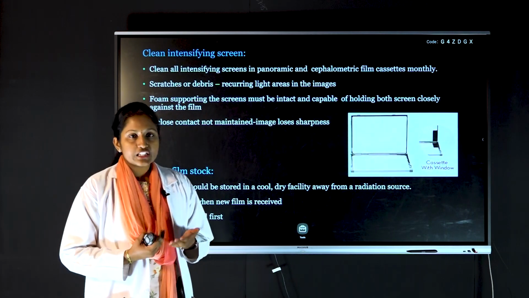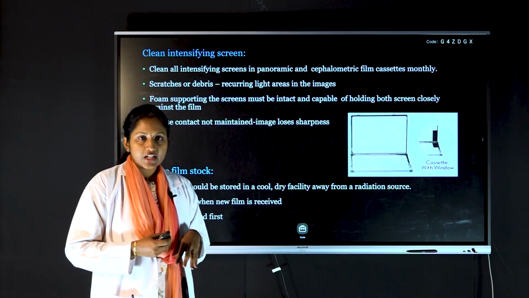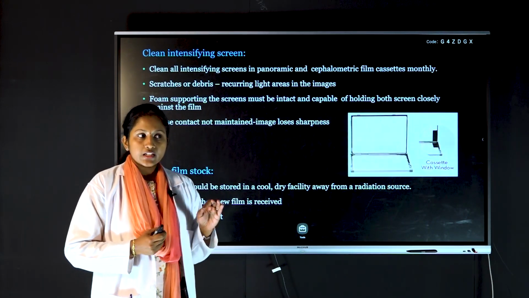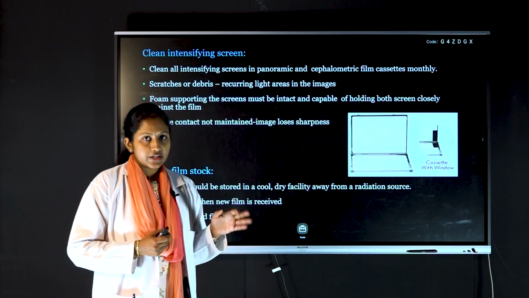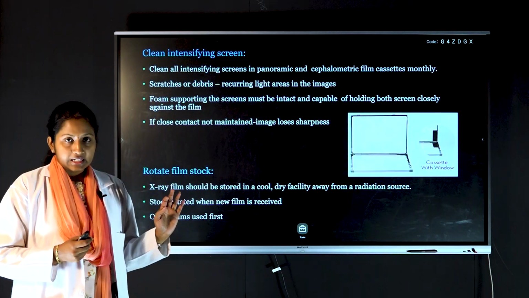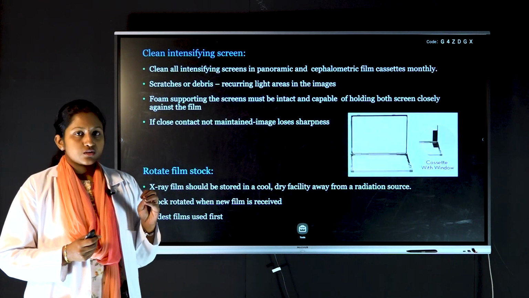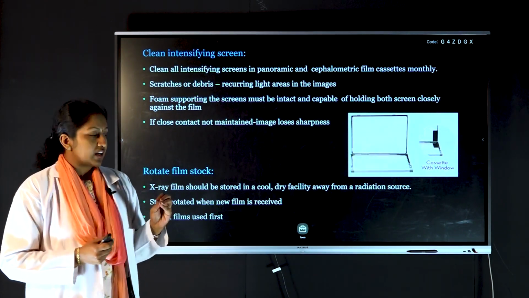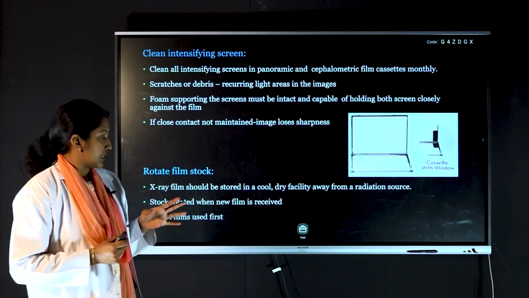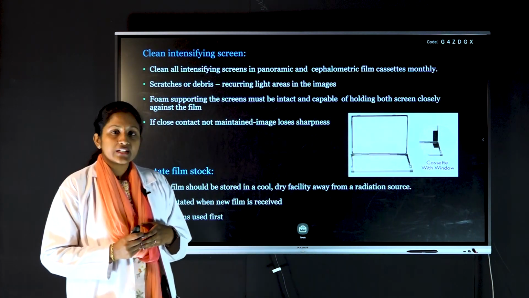Next is cleaning intensifying screens. As we know, intensifying screens are used in the cassettes that are used for conventional extraoral radiography. So these have to be cleaned and checked for the presence of any scratches, debris or any marks on the intensifying screens.